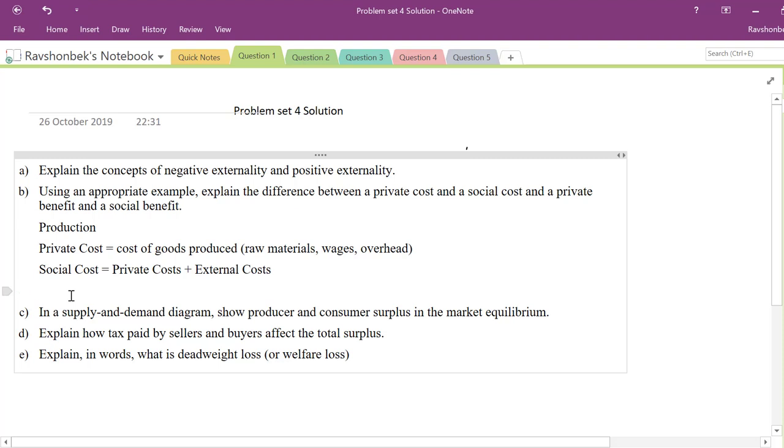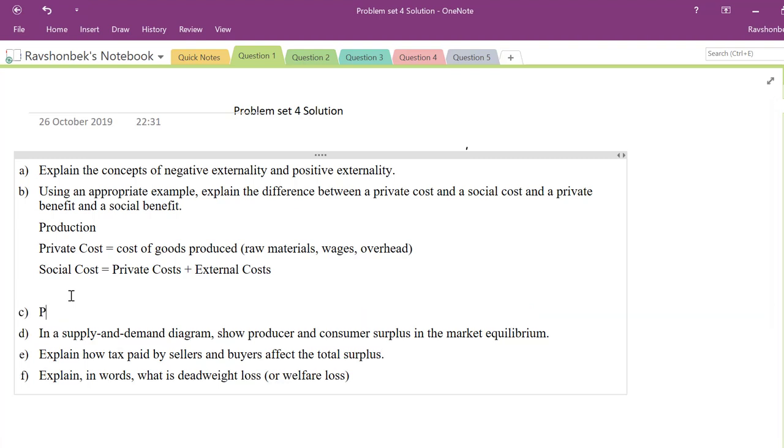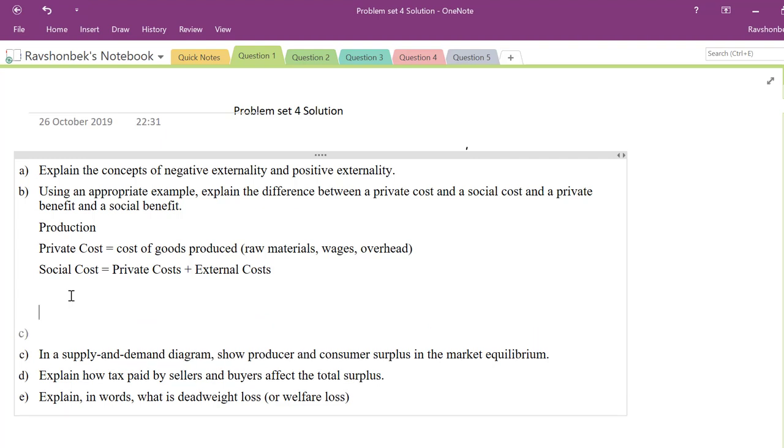Now, private benefit. Private benefit in production or consumption. Usually private benefits are easy to explain with consumption. So consumption.